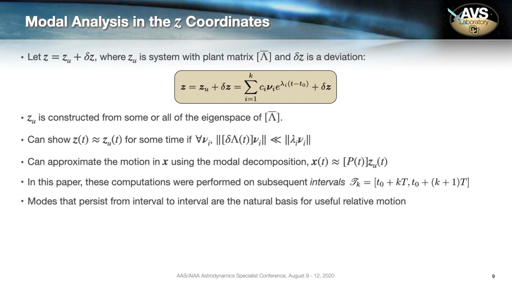To determine which part of the eigenspace in ZU is insensitive to small matrix perturbations and error, we can perform the whole procedure outlined on the previous slide in subsequent intervals or periods, and note which modes persist despite the slow variation in the plant matrix from period to period. Our thought was that these modes would be the natural basis for useful relative motion because they don't characteristically change a great deal regardless of when you compute them.